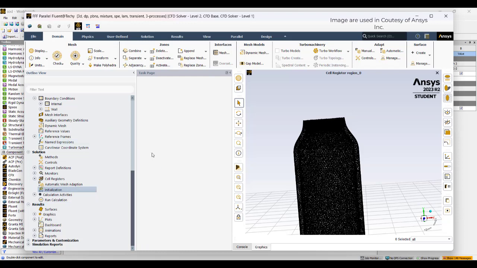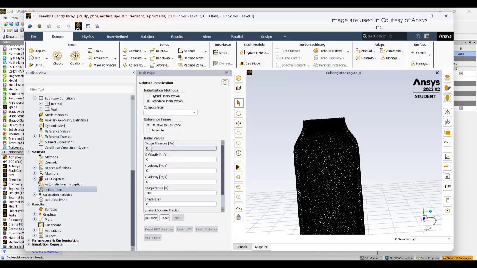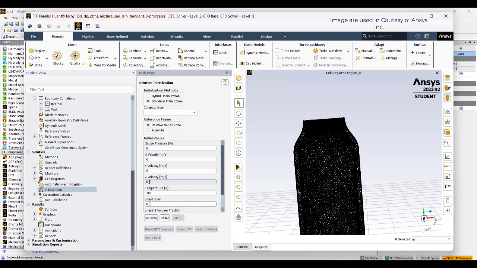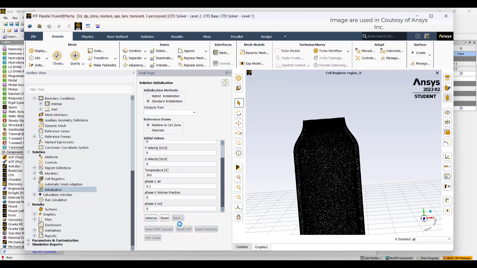That is our need. Okay, go to initialization. Now our fraction of carbon dioxide in the liquid is 0, and in the air the fraction of air is 0.1. It means remaining everything is carbon dioxide. The temperature is 300. Now try to initialize. It's taking some time to initialize. So after that you need to patch the gas with high pressure and leave.